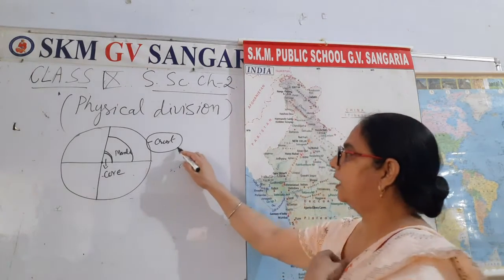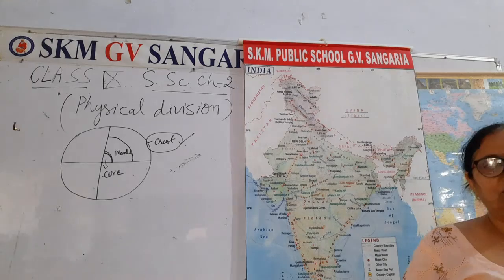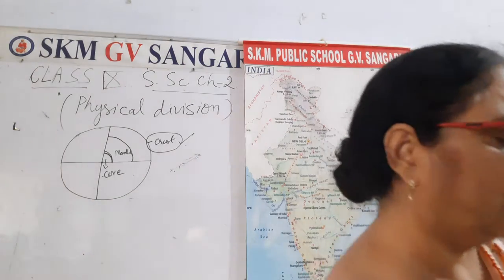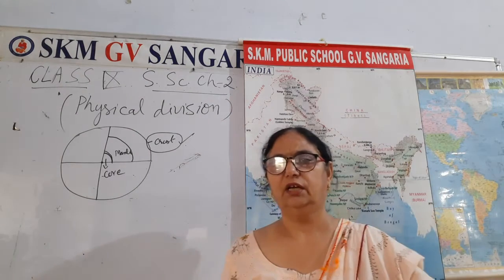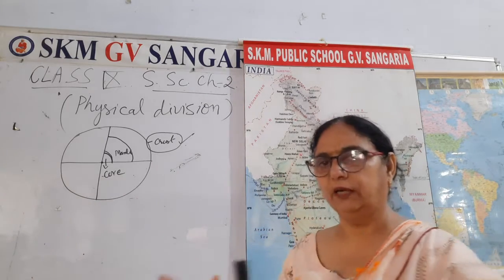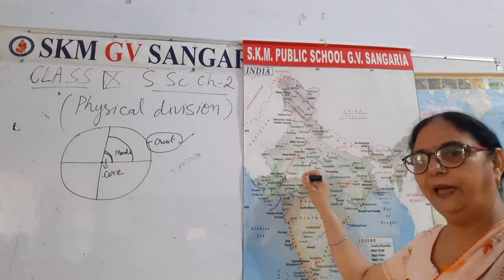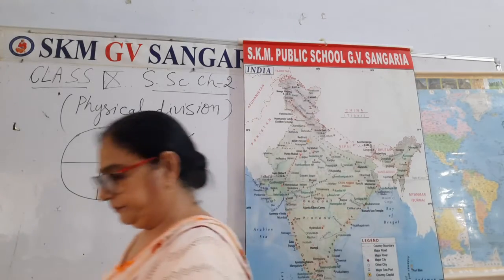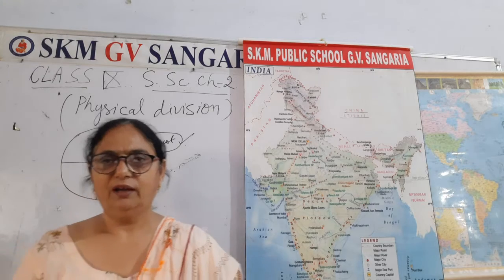Physical divisions are based upon the formation of the crust, how this crust has formed different types of physical divisions, physical features, and characteristics for a particular piece of land. When we talk about a particular piece of land, we talk about India on this world map, and within India we are very lucky. Luckily, India has each and every type of relief feature.